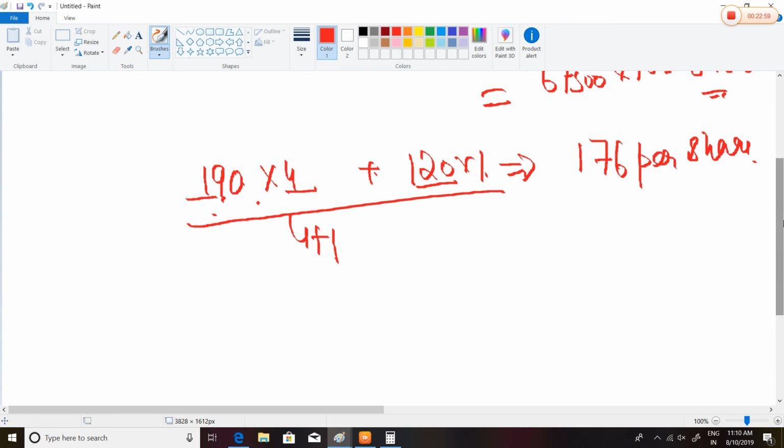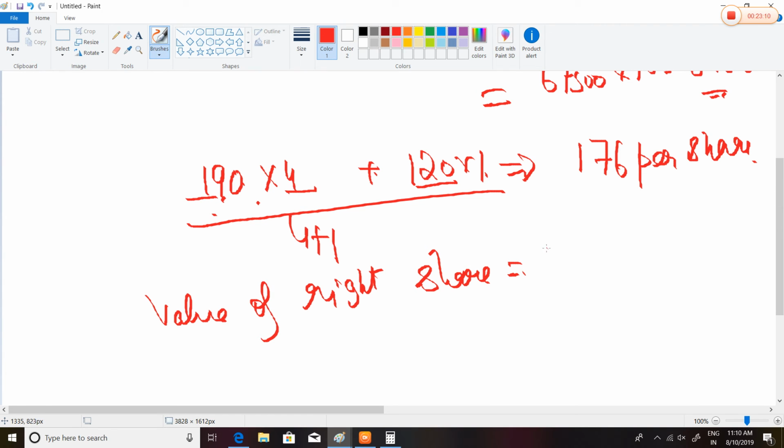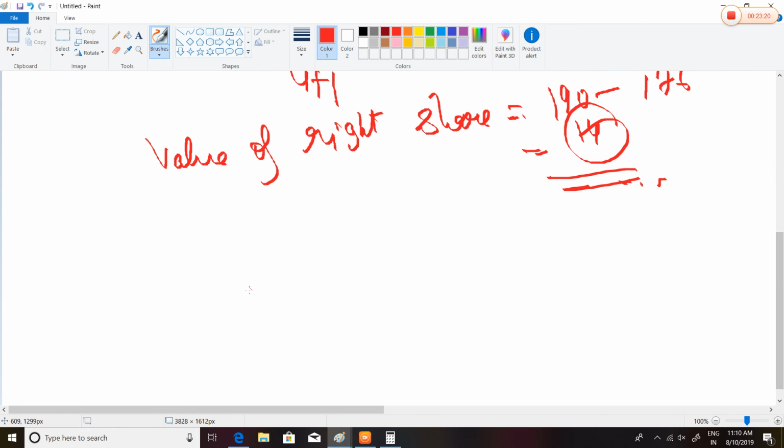Okay, 176. Then the value of right share is 190 minus 176. That is 14 rupees. Okay, there are a total of 20 questions, and the questions done are 3, 4, and 5.